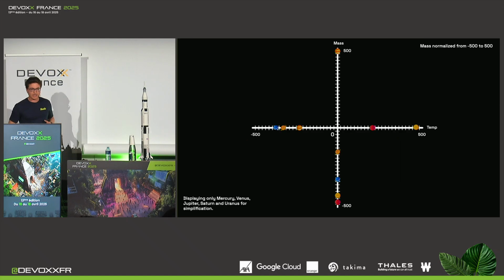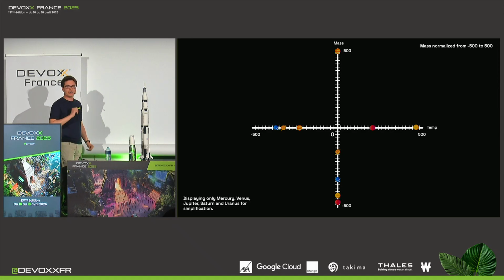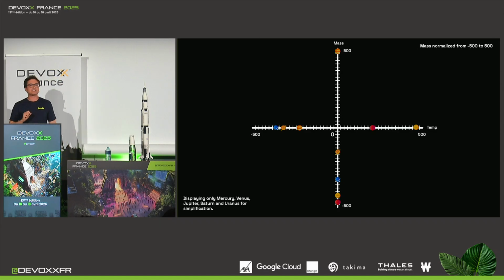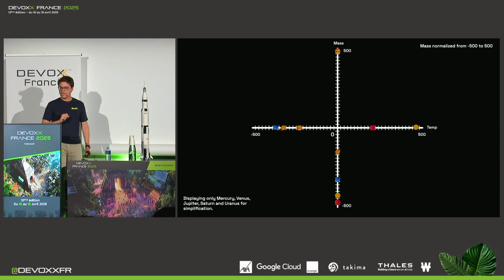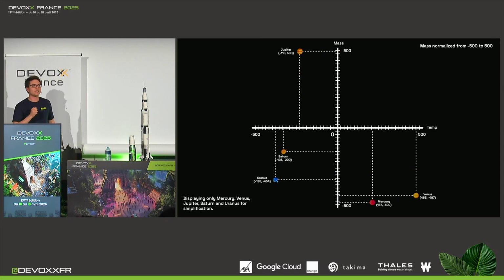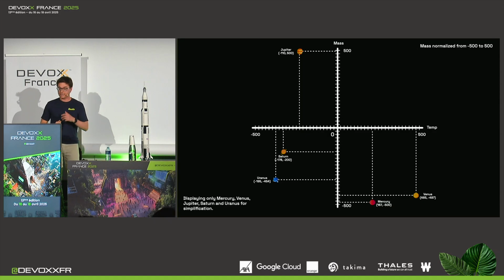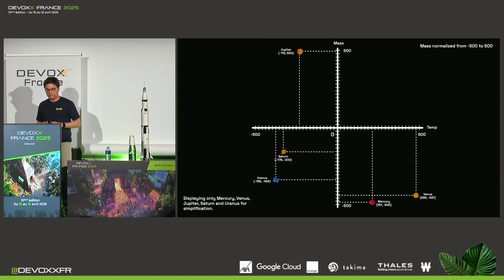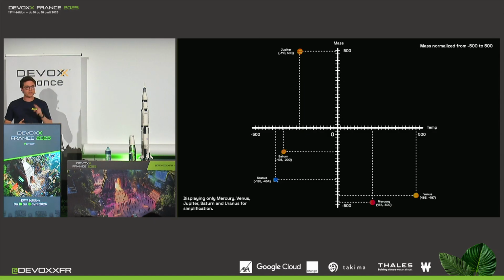So let's trace another line, also divide this line into 1,000 equal parts, going from -500 to +500, and then place the planets on this line as well based on their mass, normalized from -500 to +500. All right, and what we end up with is a coordinate system with two axes, one representing the temperature and the other one representing the mass. And if we connect the points between those two lines, we end up with vectors. All right, so you can see that on the top left side, we have Jupiter, the vector that represents Jupiter, with two numbers there, two dimensions or two characteristics.